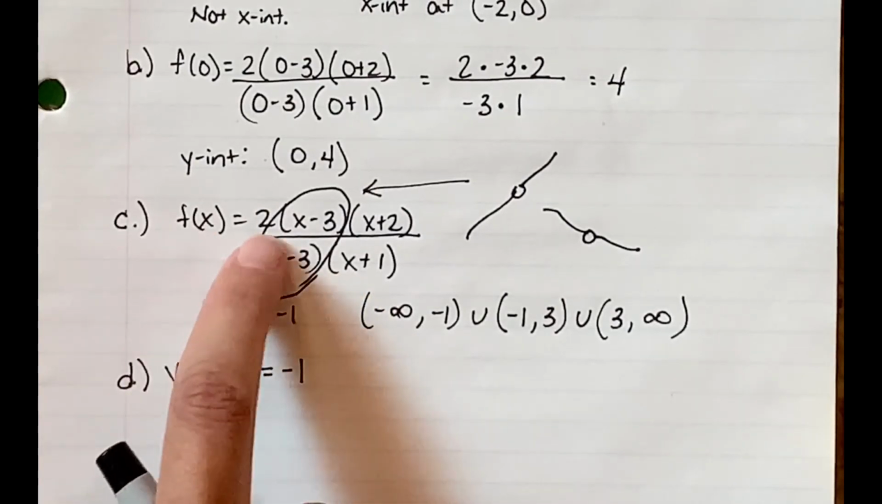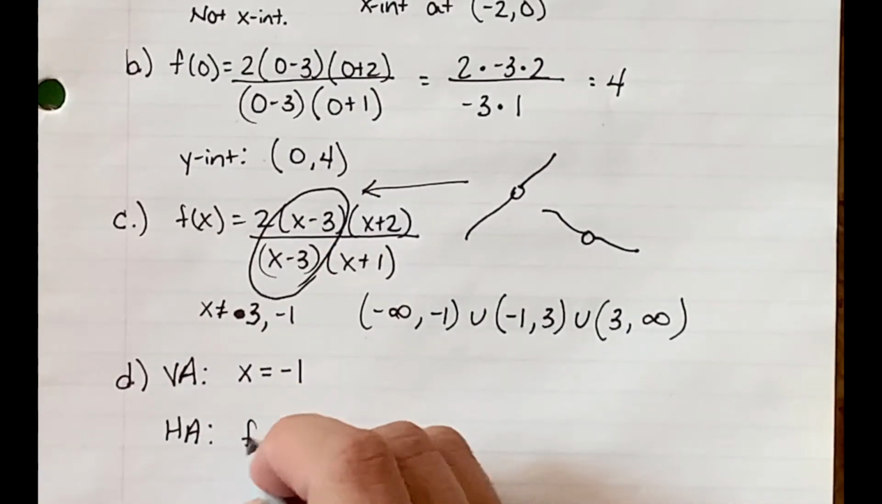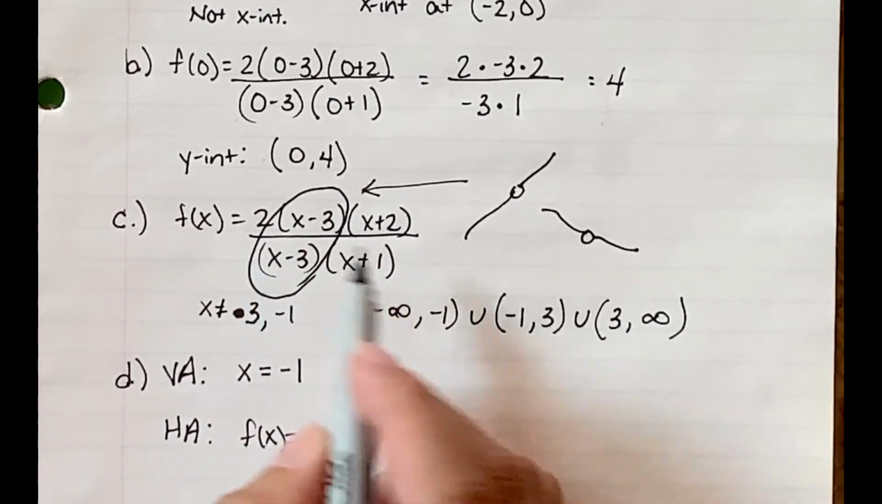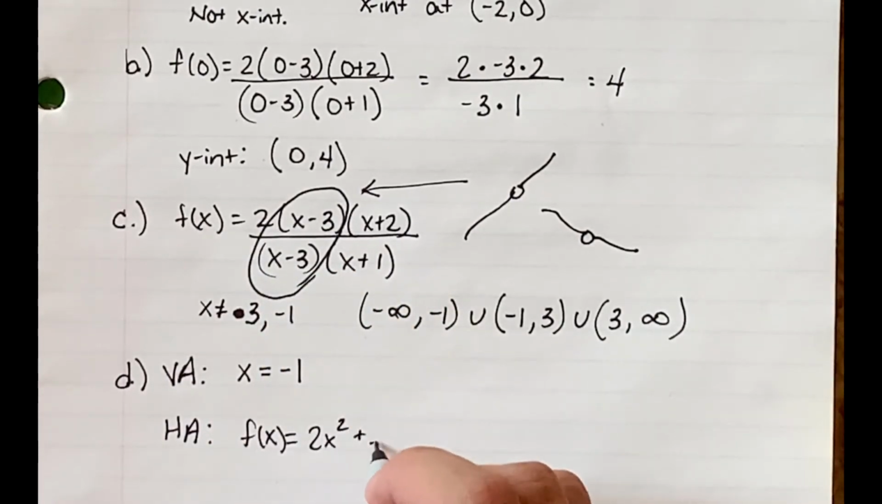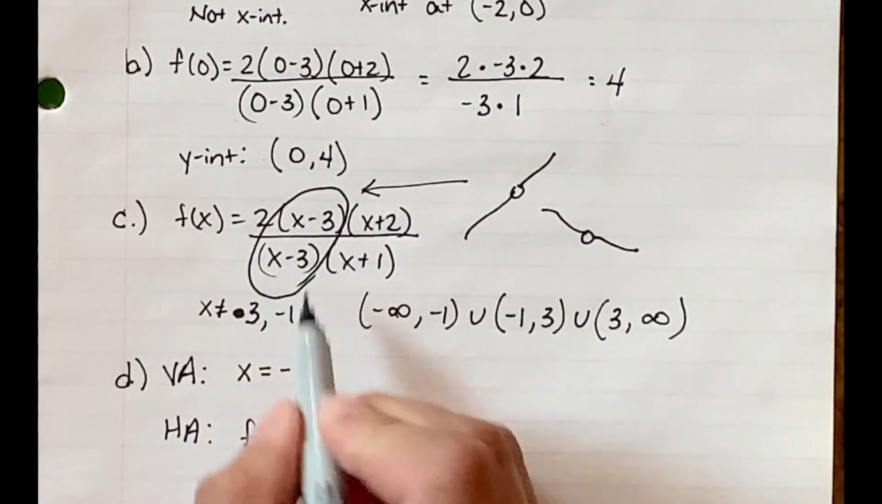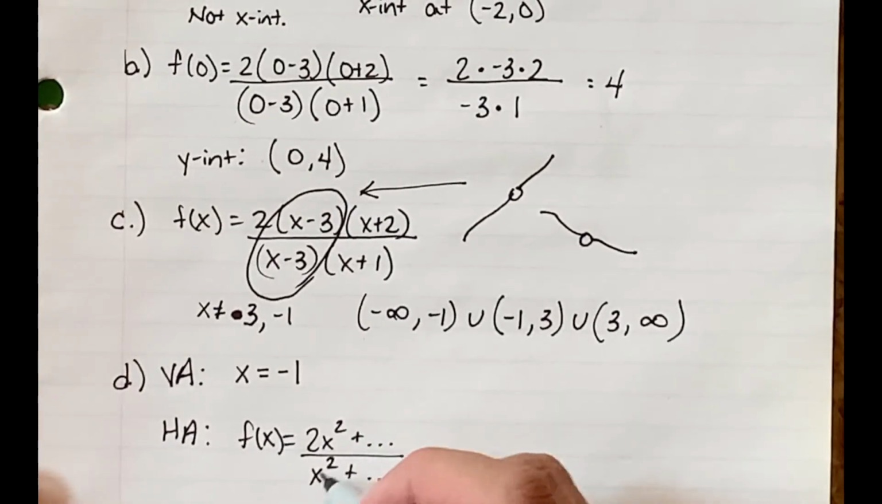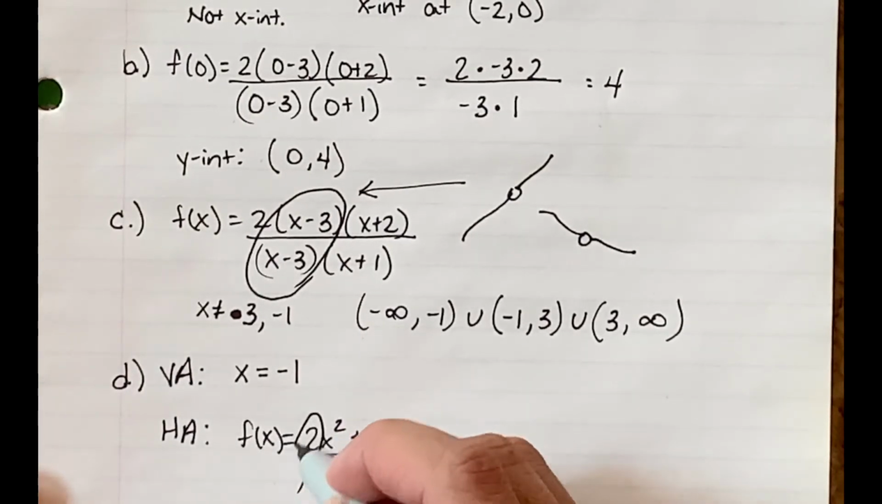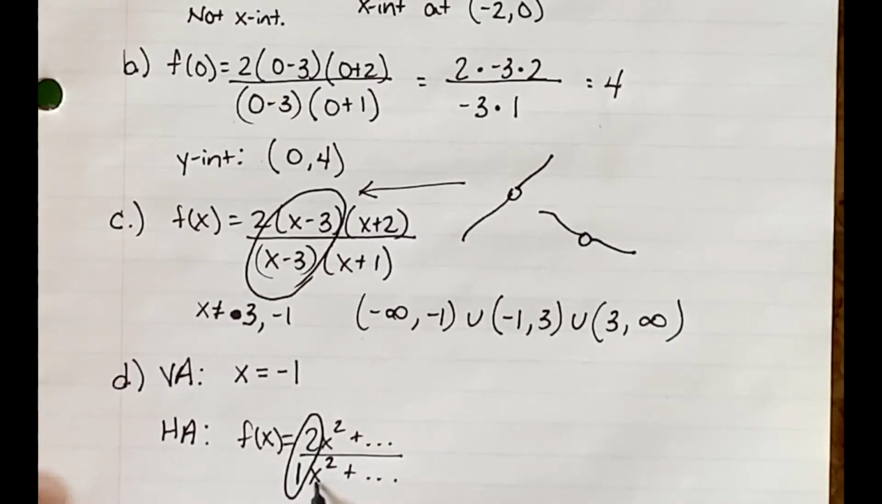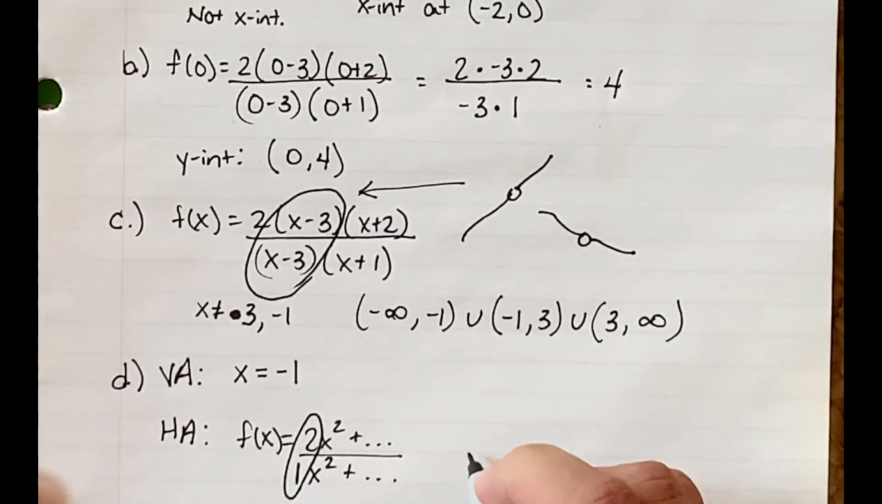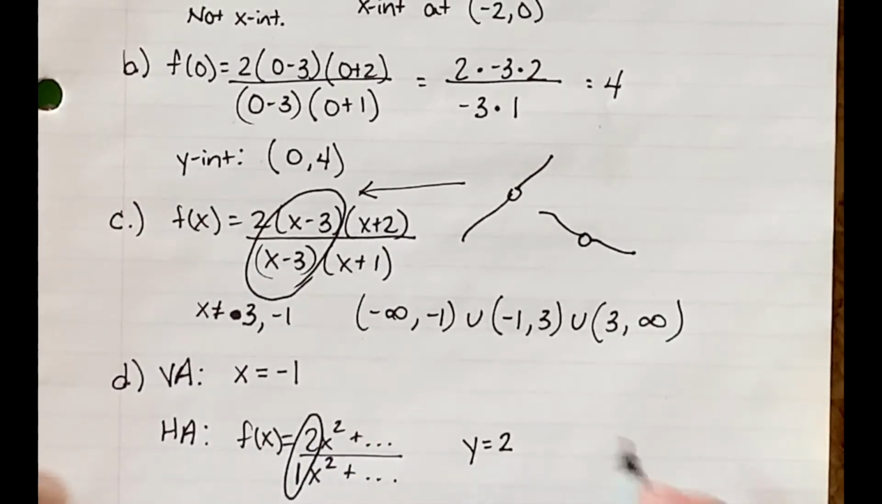So in the numerator, f of x equals, if you were to distribute, 2x squared plus a bunch of junk over an x squared plus a bunch of junk. In this situation, they have the same degree in the numerator and the denominator. So the horizontal asymptote is going to occur at the ratio of the leading coefficients. We're going to get 2 over, this is like a 1 in front of this x squared. So you have a horizontal asymptote at y equals 2.